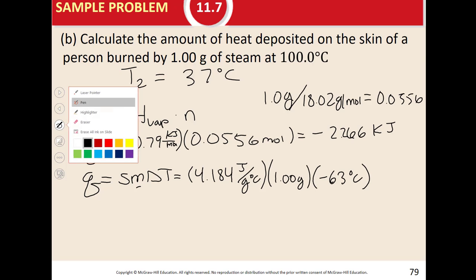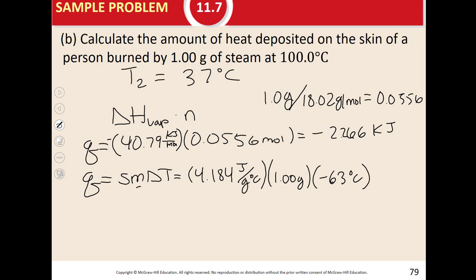Change color here, units. Grams will cancel with grams, degrees Celsius with degrees Celsius. So what unit do we get from the second equation here? Joules, good. Negative something.